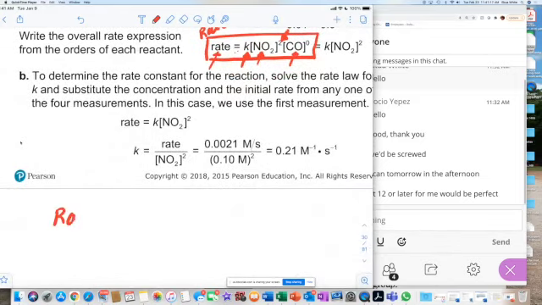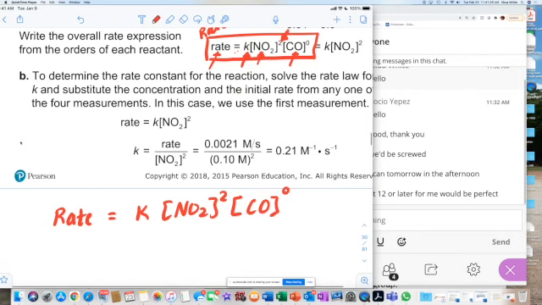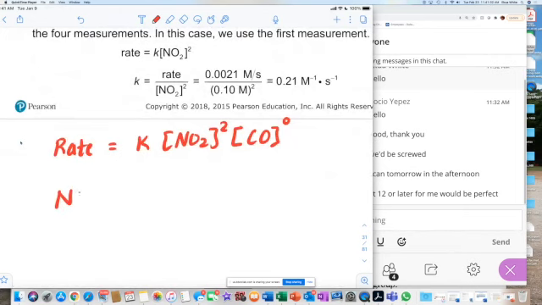So rate is equal to K [NO2] raised to the power 2 [CO] raised to the power 0. We see that NO2 is second order, right? Second order based on this number here. If somebody asks you what is the order of reaction, you would say NO2 is second order.